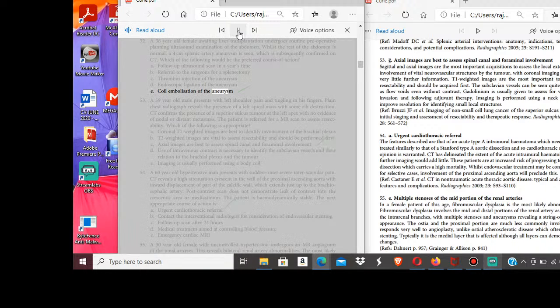Aneurysm. 53. A 59-year-old male presents with left shoulder pain and tingling in his fingers. Plain chest radiograph reveals the presence of a left apical mass with some rib destruction. CT confirms the presence of a superior sulcus tumor at the left apex with no evidence of nodal or distant metastasis. The patient is referred for a MR scan to assess resectability. Which of the following is appropriate?